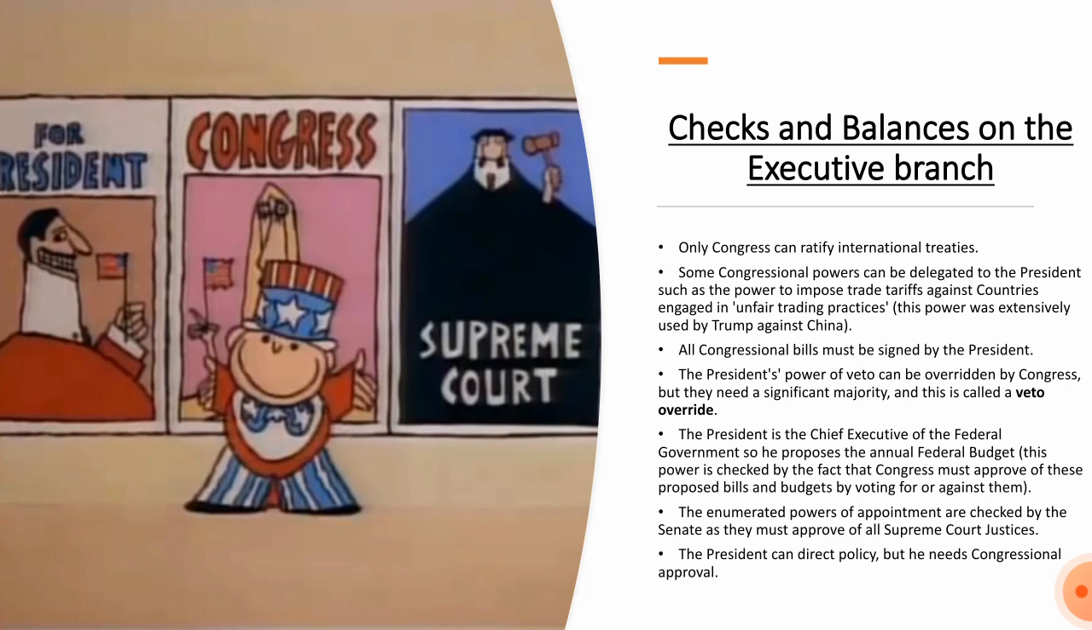There's a recent example of this with Joe Biden's infrastructure bill, which I believe was blocked by the Senate. I know it was blocked anyway because it was proposing far, far too much spending that would drastically inflate the US dollar. So, the enumerated powers of appointment are checked by the Senate, as they must approve of all Supreme Court justices. The President can also direct policy, but he needs congressional approval to do so.